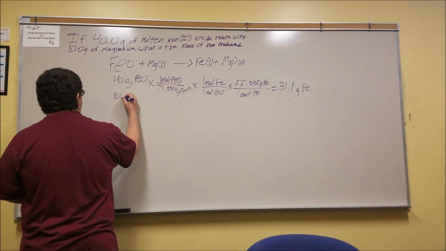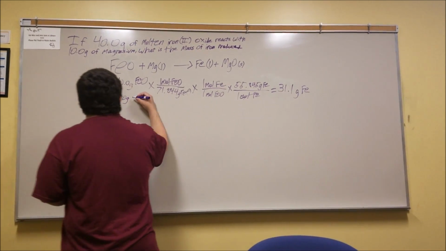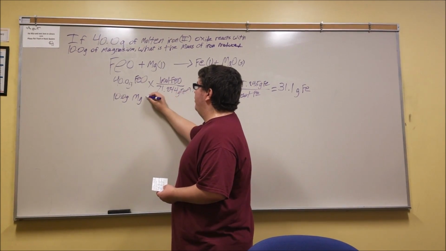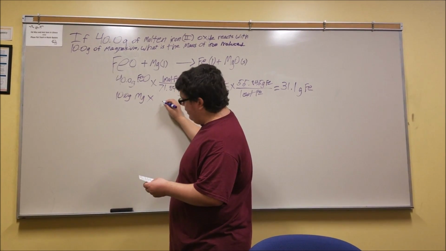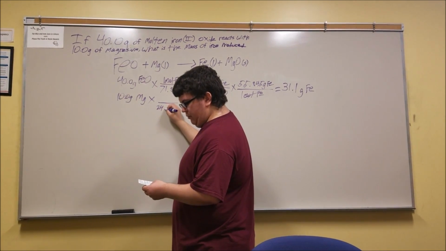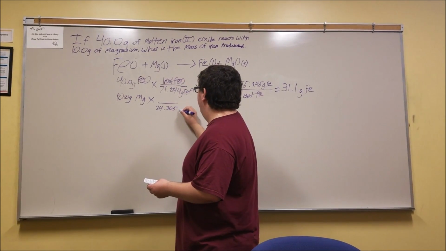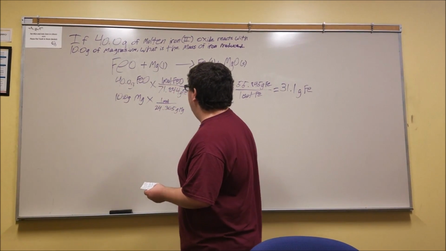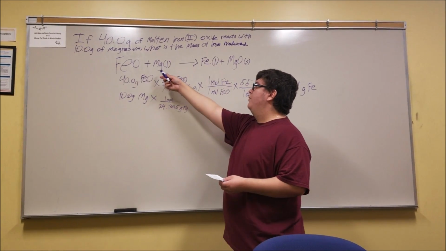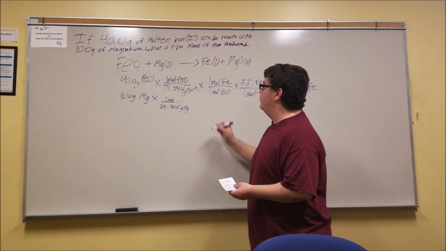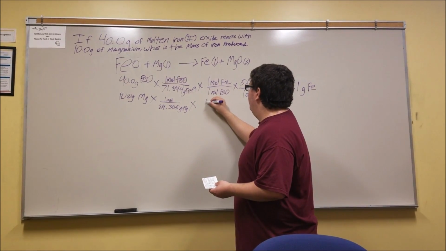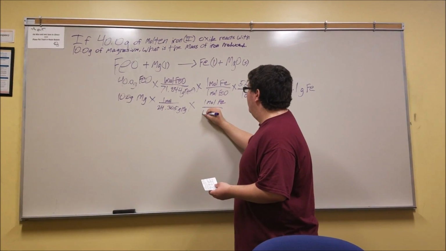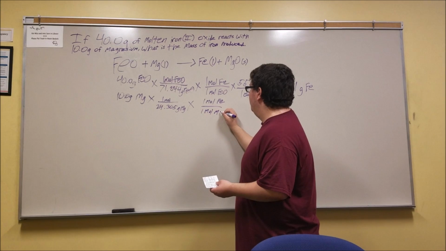But we have to do the magnesium to make sure that it would yield more or less than iron oxide. So we have our 10 grams of magnesium, and so we start off with the molar mass of magnesium, which is 24.305 grams of magnesium, which is 1 mole of magnesium. Find the ratio, which is magnesium and iron. It's a 1-to-1 again. So 1 mole of iron over 1 mole of magnesium.